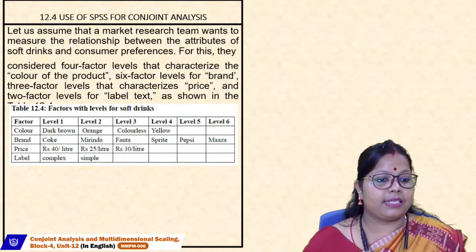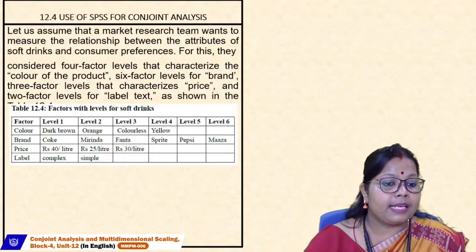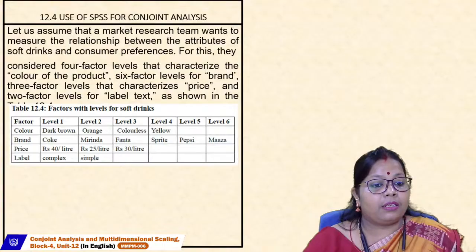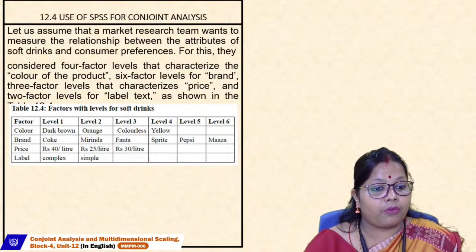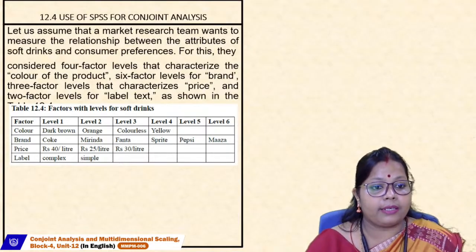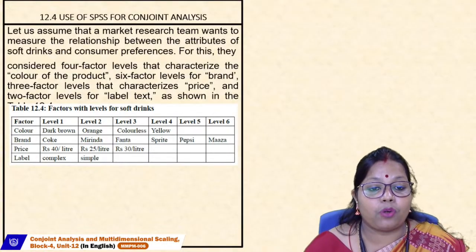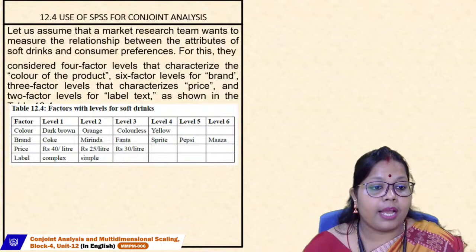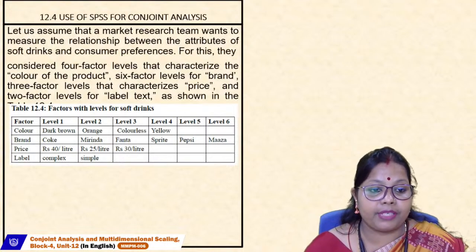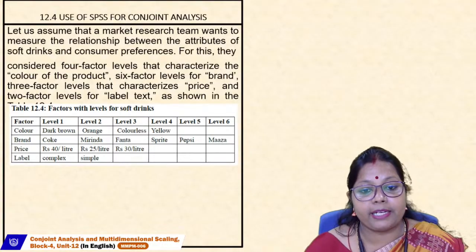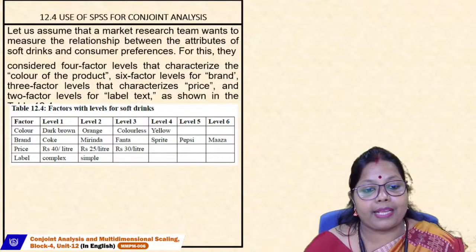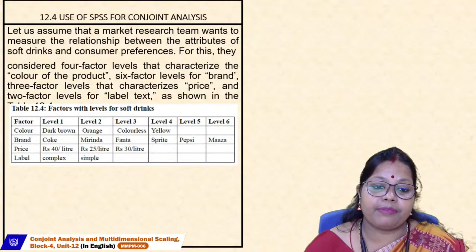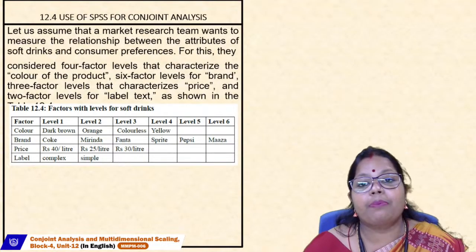So what are the factors? As we said, we have 4 factors: color, brand, price, and label. For factor 1, color, we have 4 levels: dark brown, orange, colorless, and yellow. For the second attribute, brand, we have taken Coke, Mahindra, Fanta, Sprite, Pepsi, and Mazda. We have 6 levels here. For price, we have 3 levels: 40 liters, 25 liters, and 30 liters. And for label, we have complex and simple.